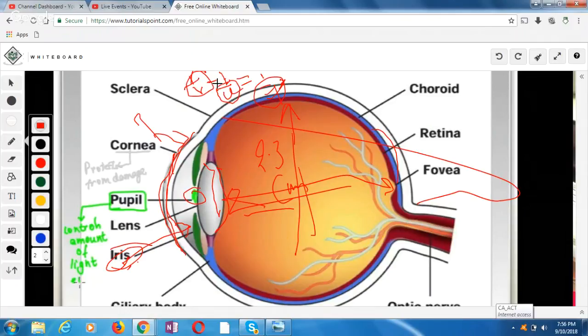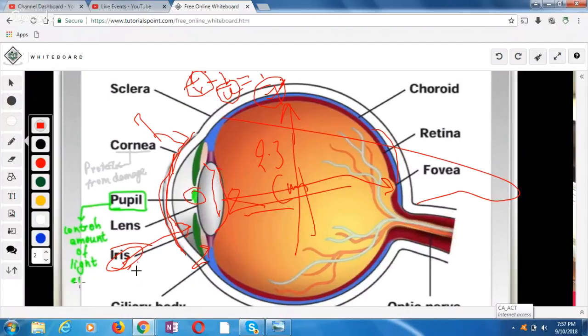Now how do we change the focal length, or how do I understand that I have to change the focal length? So you have the ciliary body. This ciliary body is responsible for change in the focal length of the eye. And how does it change the focal length?